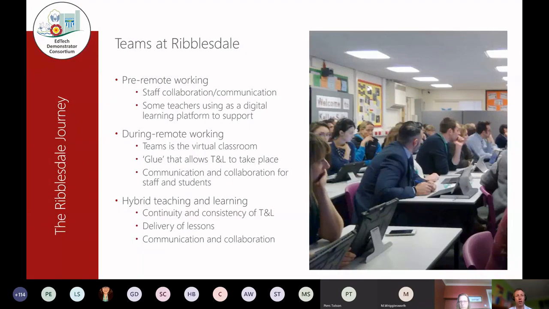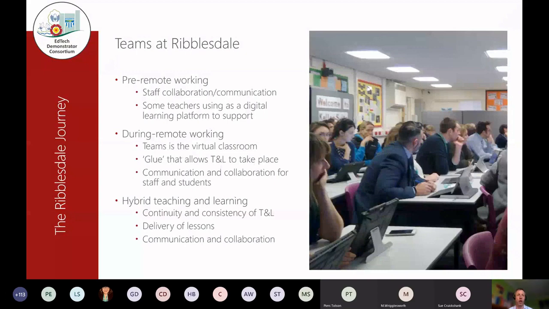I think the next big challenge for us as educators is the hybrid teaching and learning situation we're going to find ourselves in within the next few weeks and months. It's about how we get that consistency and continuity of teaching and learning for not only the learners that are in school, but also those that are still working remotely outside of school, because at any one time we will only have a certain percentage of the learners in front of us.